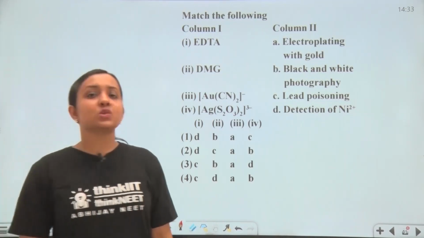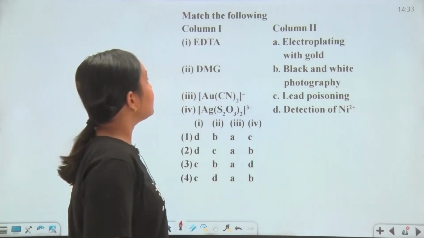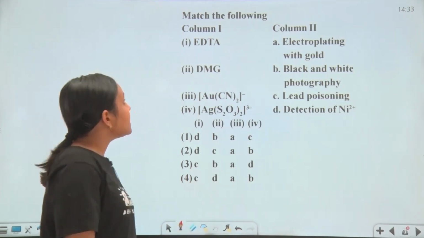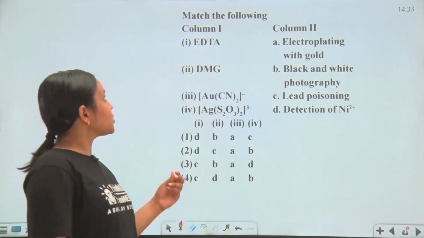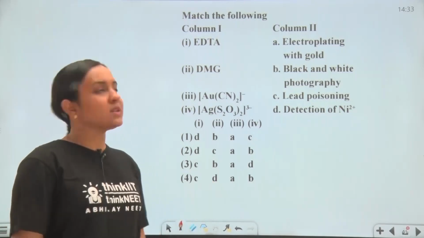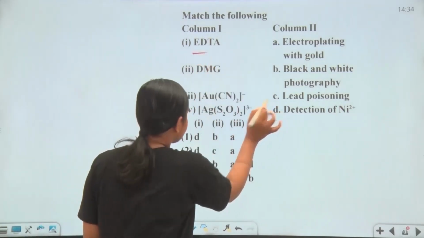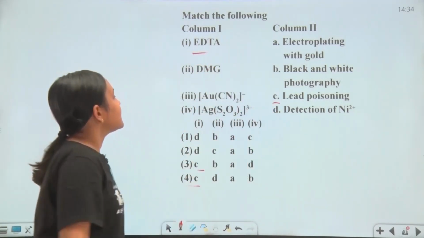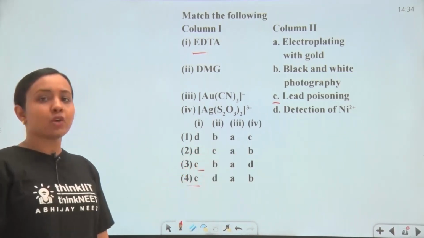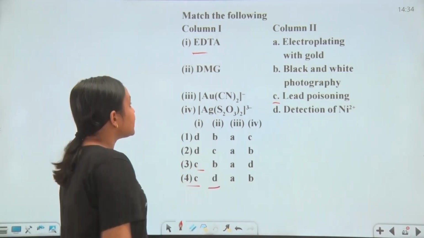Hello dear students, our next question is to match the following column first with column second. First one is EDTA. Basically, EDTA is used in lead poisoning, so first is matched with C. Next is DMG. DMG is used for the detection of Ni2+, so it is matched with D.